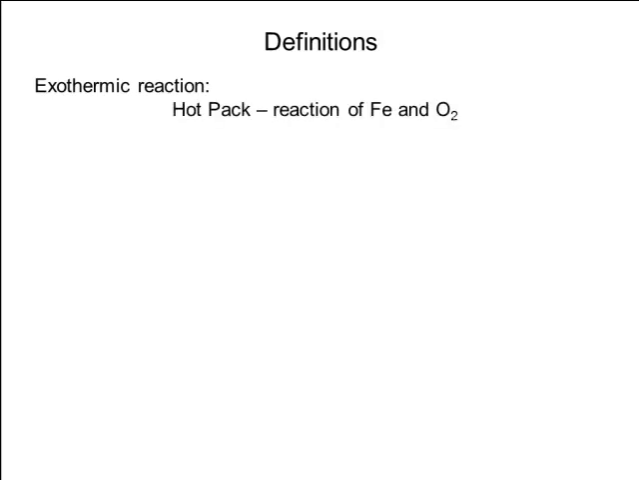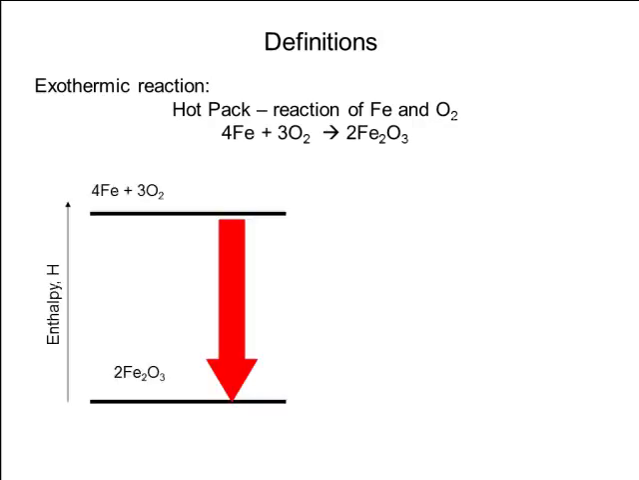First example we're going to look at is something dealing with an exothermic reaction. An example of an exothermic reaction is a hot pack. So a hot pack is a reaction of Fe and O2. With those hot packs, they've got really fine particles of iron, and they're reacting it with O2 from the air. Now when we look at this, if I start with my iron and oxygen, that's my initial state for this hot pack. As it starts to react, I form the iron oxide, or rust.